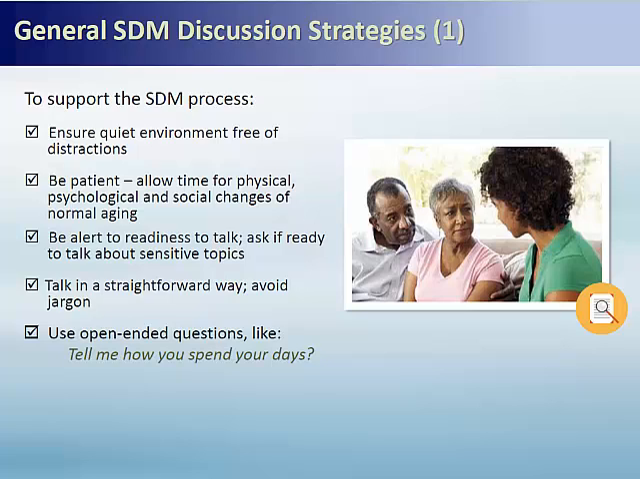It also takes time to elicit veterans' values, goals, and preferences. When talking with veterans and family caregivers, ask them if they are ready to talk about sensitive topics. Talk in a straightforward way, avoiding jargon, and keep in mind that about 60% of Americans over 65 have low health literacy.